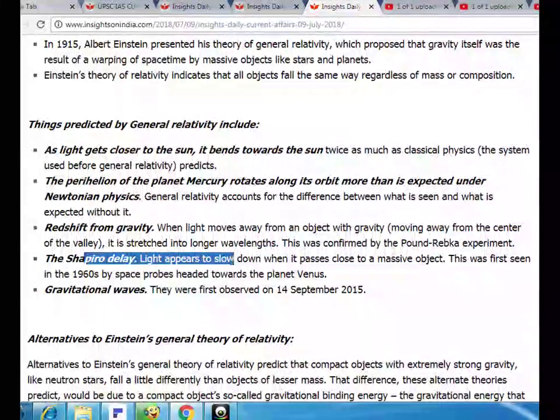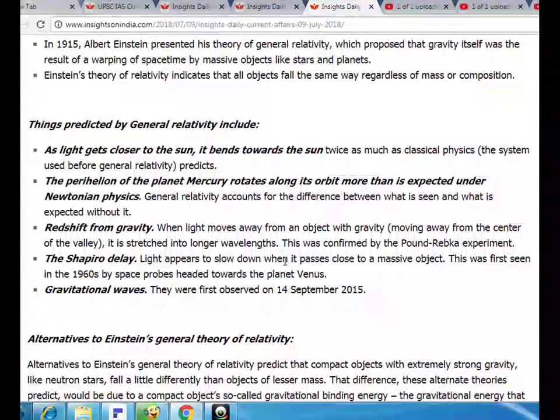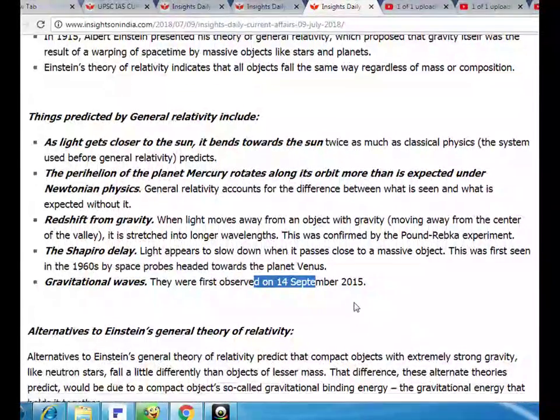The Shapiro delay. Light appears to slow down when it passes close to a massive object. This was first seen in the 1960s by space probes headed towards the planet Venus. Gravitational waves. They were first observed on September 14, 2015.